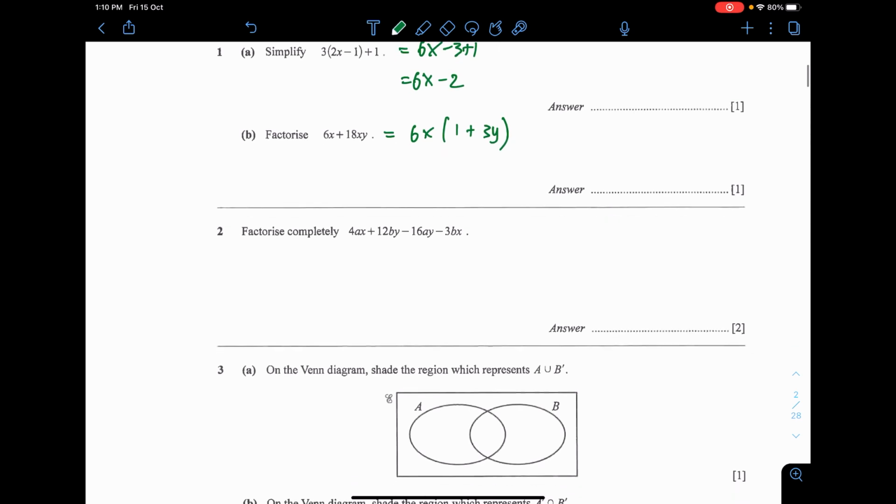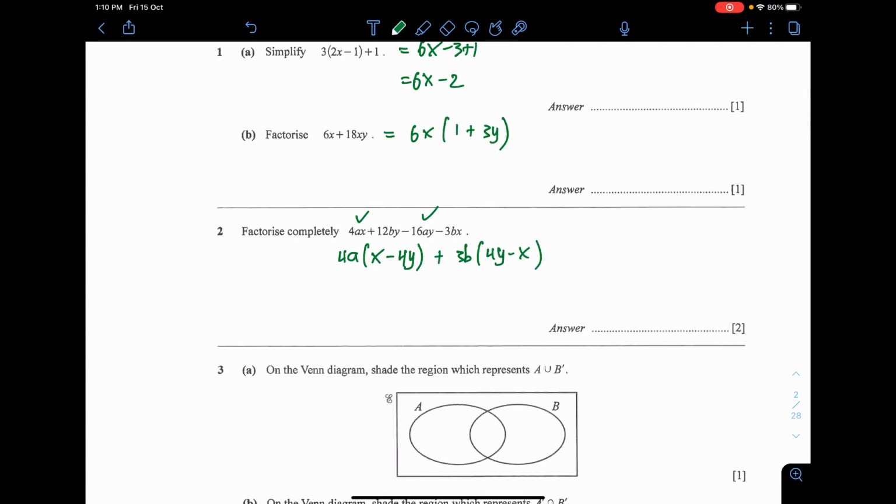Next, factorize this completely. I'll factorize the common factor. I'll try to pair the a's together. Both of them are divisible by 4 and divisible by a. Put a bracket, x minus 16 divided by 4 is 4, so then I got 4y. Then the next one here is 3b. Take out 3b. Then I put 4y minus x.